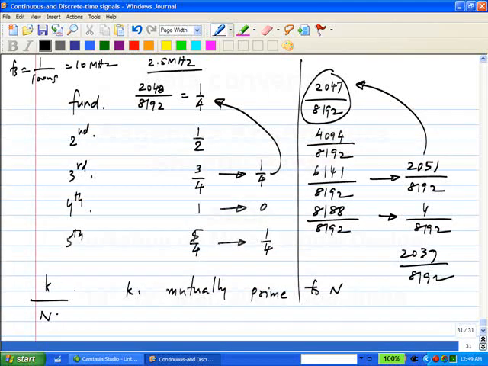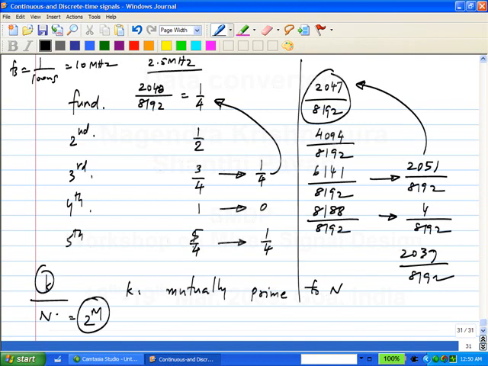What are the factors of 2 to the m? Just 2, that's all, right? 2 repeated so many times. So if you choose k odd, that's it. If you have an odd number, 2 is not a factor of that, and that's the end of it. Okay? So you choose k odd.